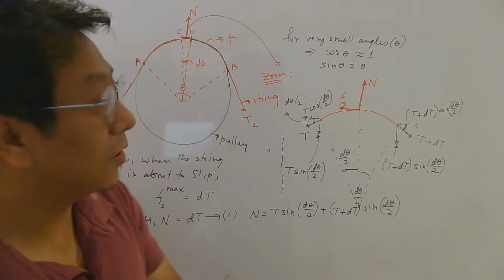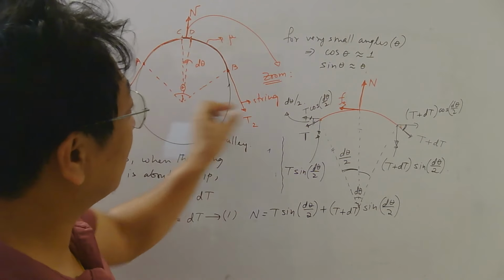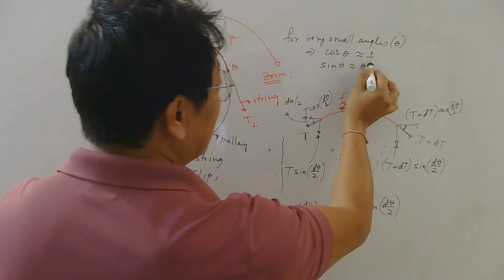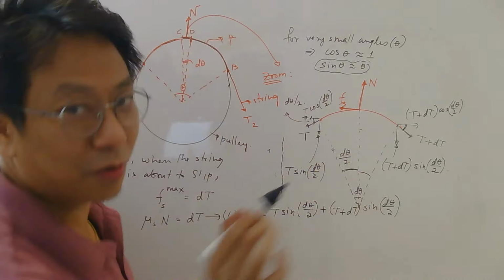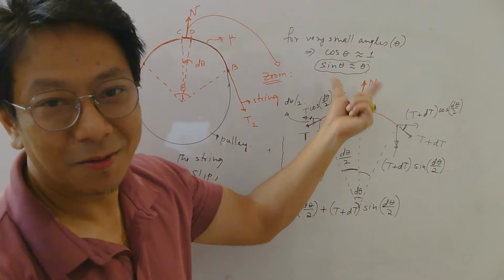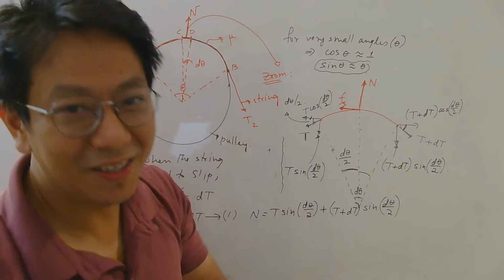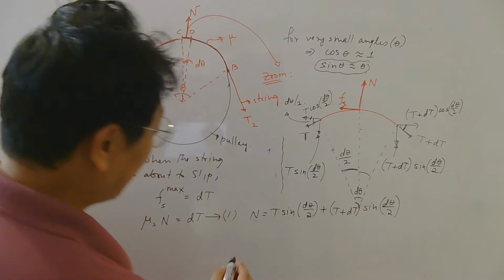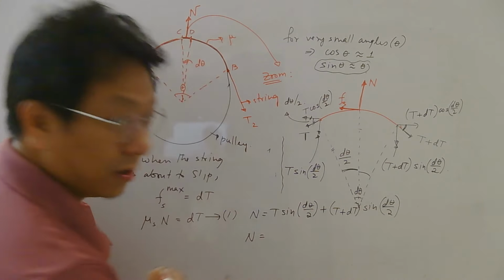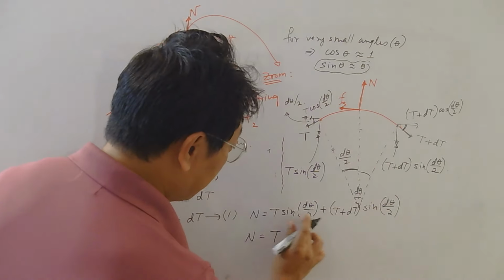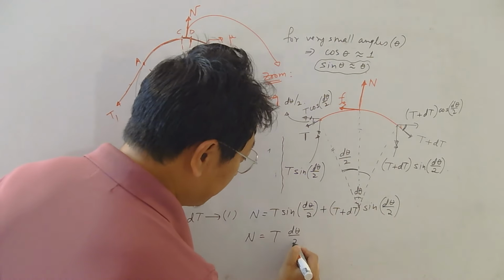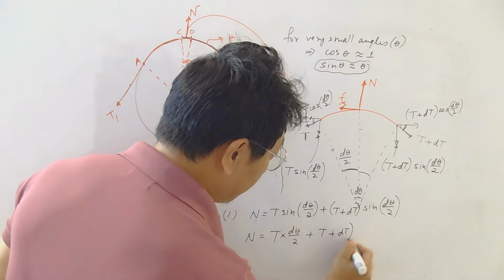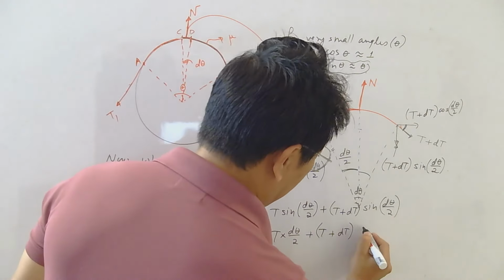Now I have already told you that when angles are small, like here, sine of the angle is the same as the angle itself. If you want to see a proof of this, please let me know in the comment. I have a nice proof of this. My students already know, those whom I teach. But if others want to know how this comes, please let me know. So this N will be equal to T, and sine of the angle will be the angle itself, plus T plus dT, and sine of the angle will be the angle itself.